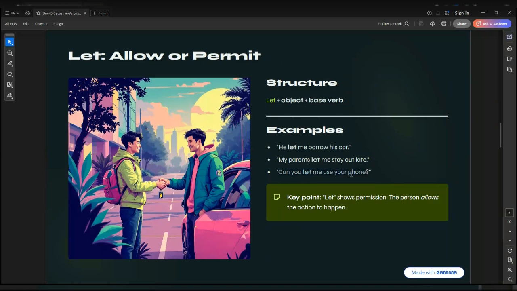Can you let me use your car? Can you allow me to use your car? Sorry, use your phone. So let is equal to allow. Let is equal to permit. Whenever we are asking permission or giving permission, we use let.